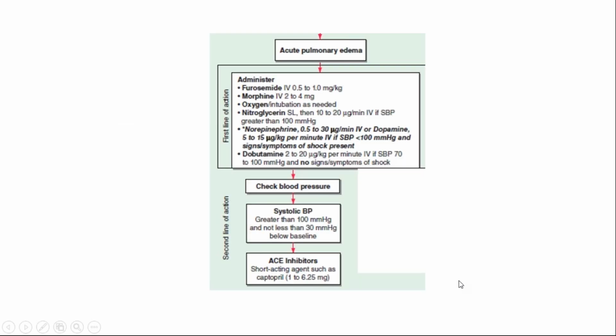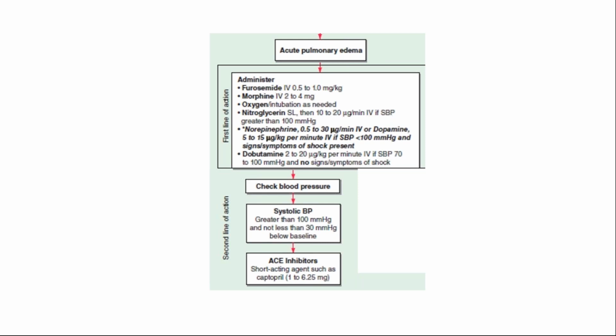This is the management of pulmonary edema. Basically, when a patient presents to you in casualty, what you have to give to them: give them diuretics and give them oxygen supply. If the patient is hypotensive, that is systolic blood pressure is less than 90, you will not give diuretics.